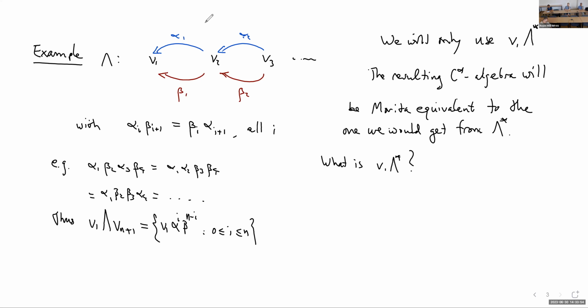So let's find all these directed hereditary sets. So what are they? Right, so here's how we can describe it. So let's consider a typical element X, a directed hereditary set, all of whose elements have range V1. Let's let M be the supremum of non-negative integers I such that the element V1 alpha to the I is in X. Let's do it.